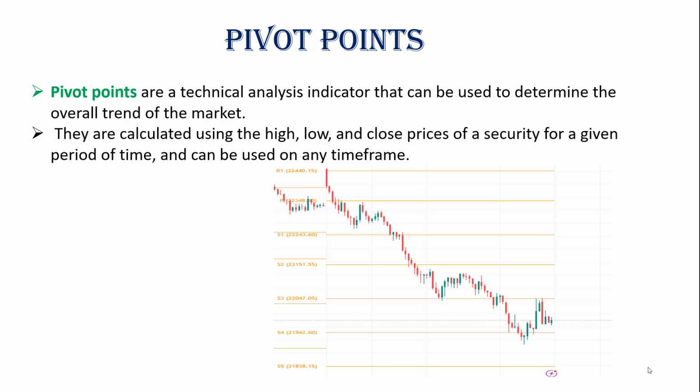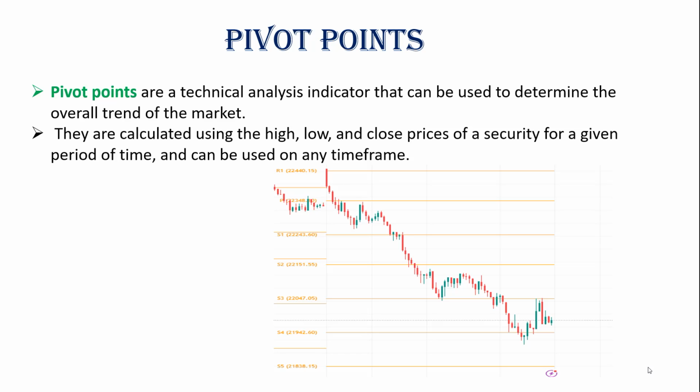So, say for example, if you are using the 5 minutes or 15 minutes as an intraday trader, it is calculated using the high, low and close price of the security for the given period of time, for the particular period, if you are using the 15 minutes time frame. If you are using 1 hour or daily time frame, it is calculated based on the high, low and close price of that 1 hour time frame.